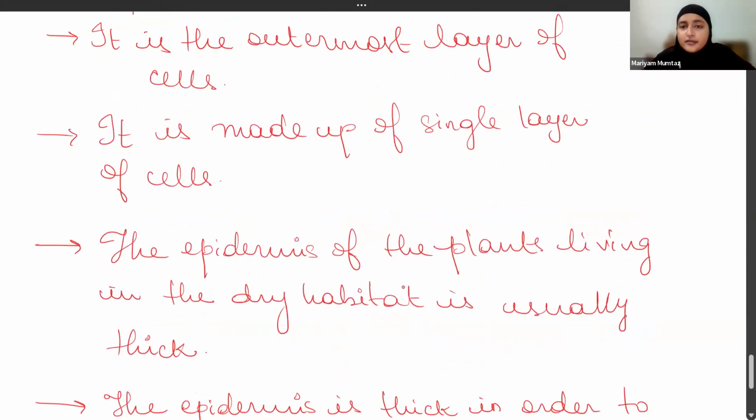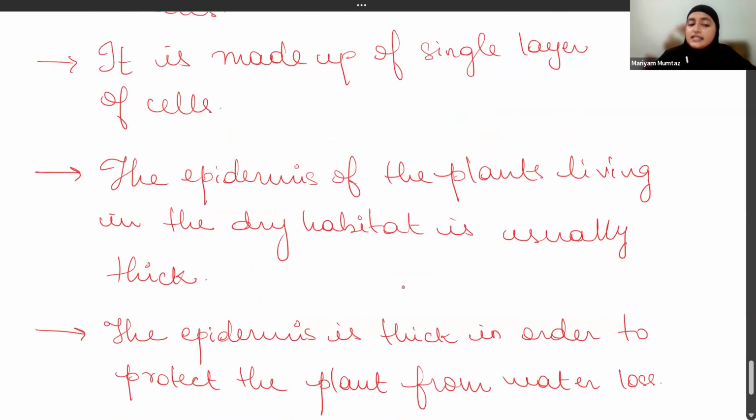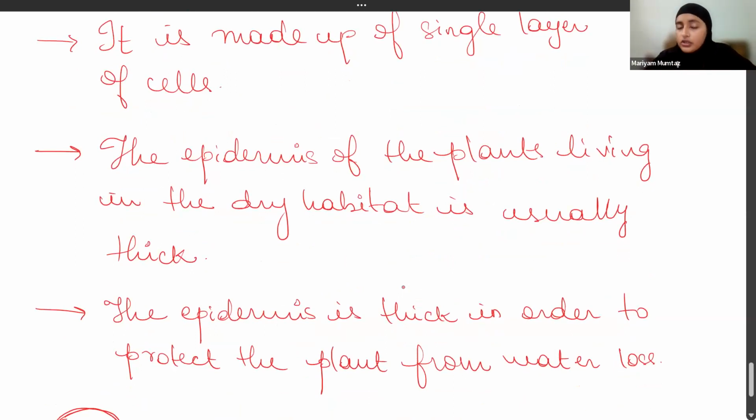And that epidermis is made up of a single layer of cells. And the epidermis of the plants that live in a dry area is very thick. The epidermis can be thick, it can be thin. So the epidermis of the plants that live in a dry area is very thick. And why is it thick? It is thick to protect the plant from water loss, so that the plant does not suffer any kind of water loss. This is the reason why the epidermis of the plants living in the dry habitat is very thick. Is it clear? Yeah, it's clear.